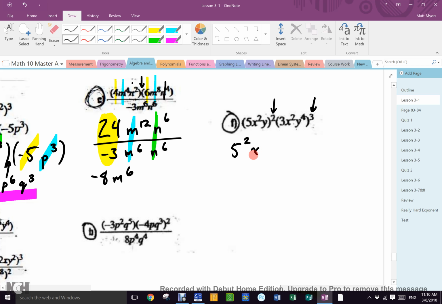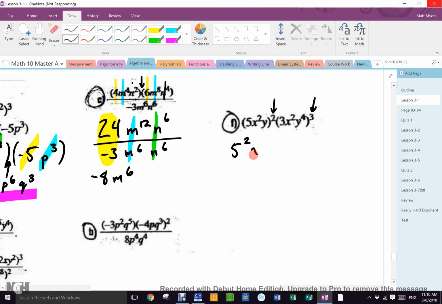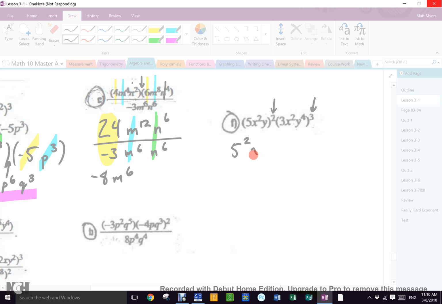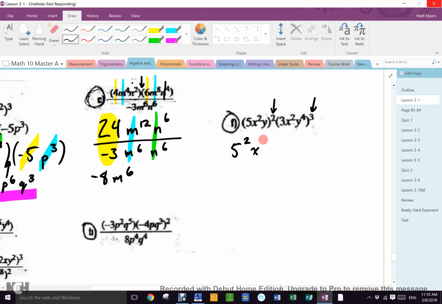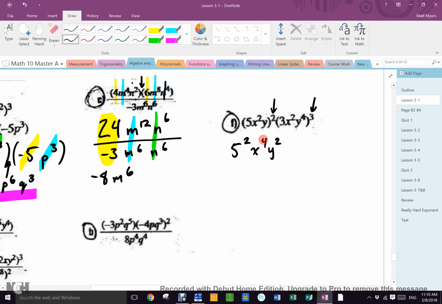X to the what? 4. And y to the what? 14. No. Y to the 2. Nice work. What is 5 squared really? 25. So what do I really have there? 25 x^4 y^2.